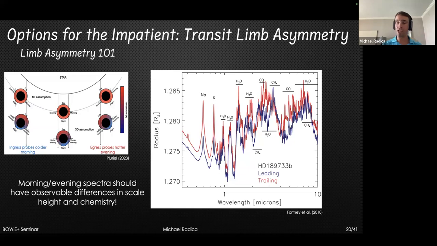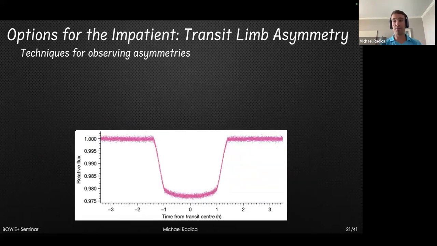Well, in the pre-JWST era, probably not, and I'll talk a little bit more about that later. But now with JWST, we have such precise light curves that we can actually think about disentangling the effects of the morning and the evening. And let's talk quickly about how one might go about doing this.